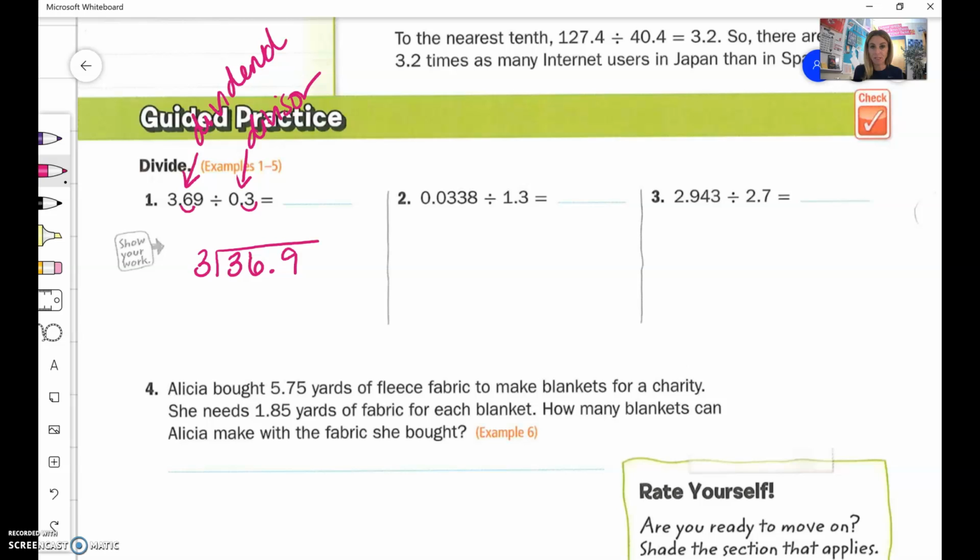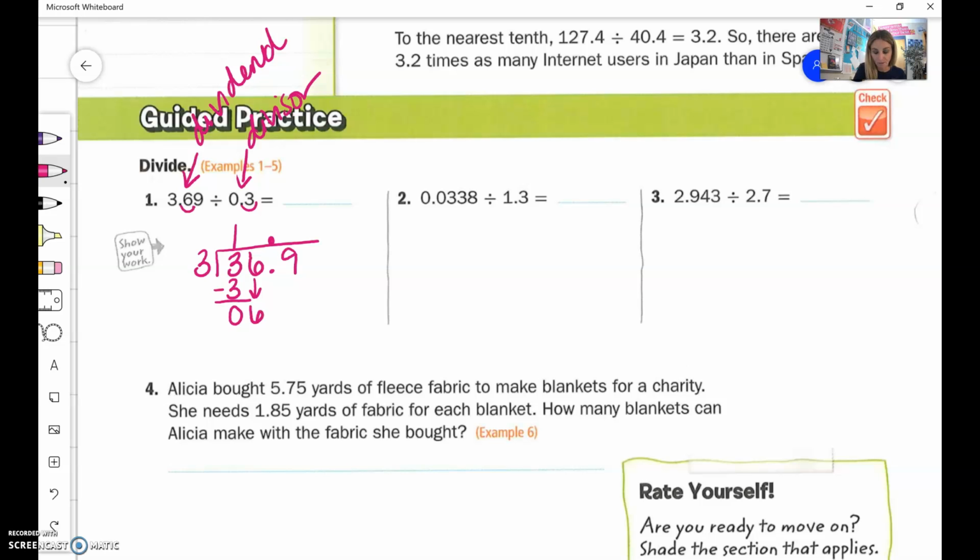Now that I am finished with the decimal, I have a whole number that I'm dividing by. I can move my decimal point up. Now I just divide. I ignore the decimal. So 3 divided by 3 is 1. 1 times 3 is 3. I'm going to subtract. Check. Make sure that that 0 is less than 3. It is. So now I can bring down the 6.